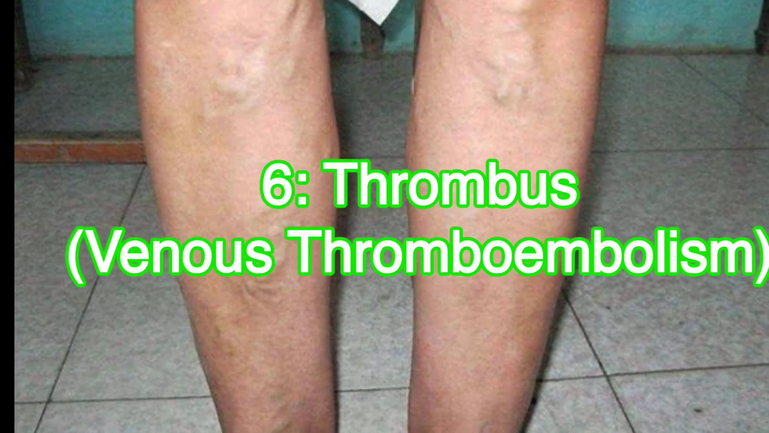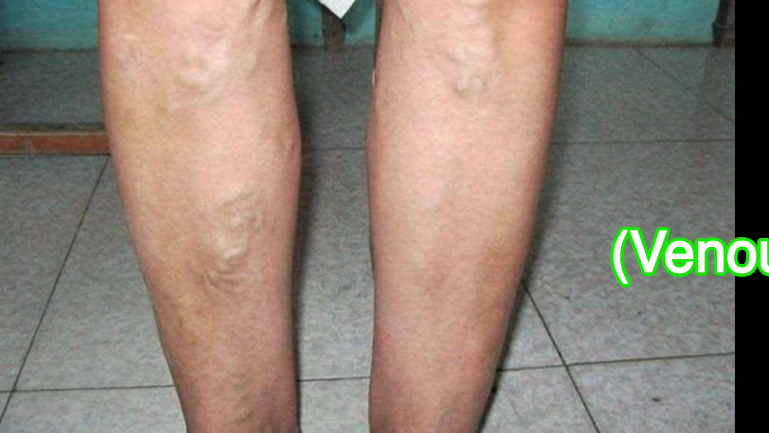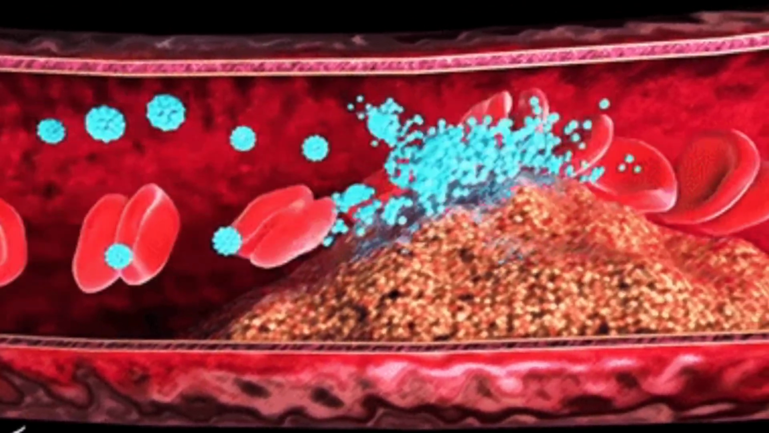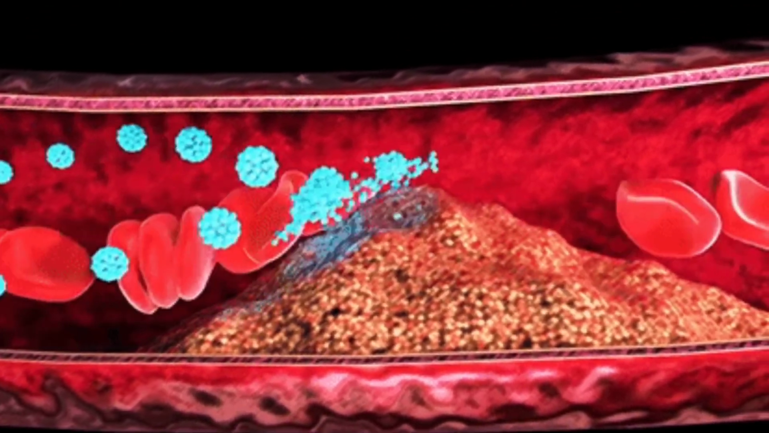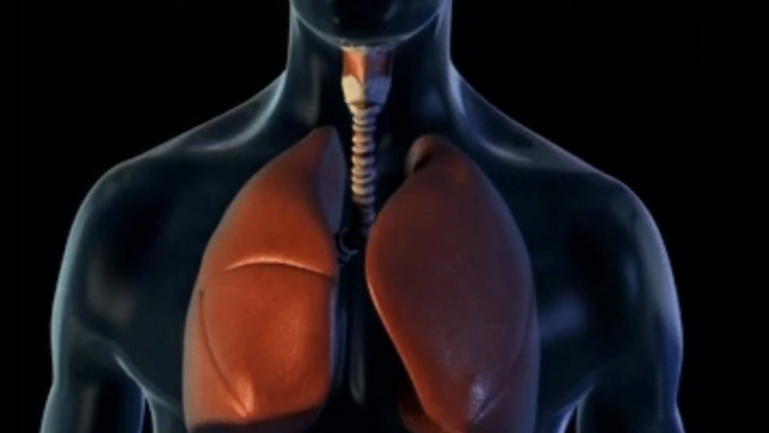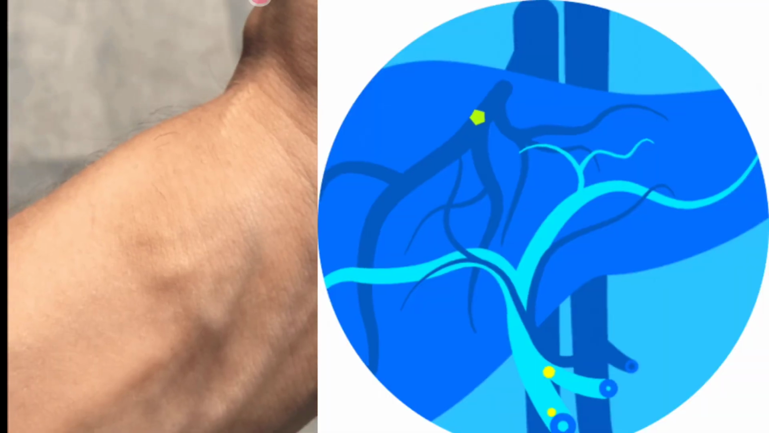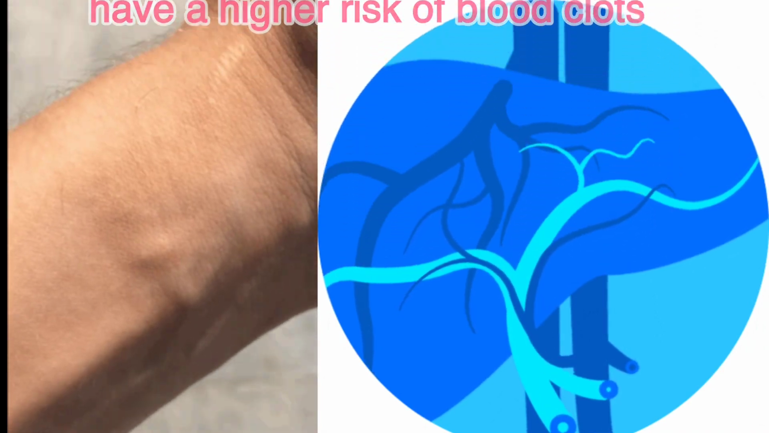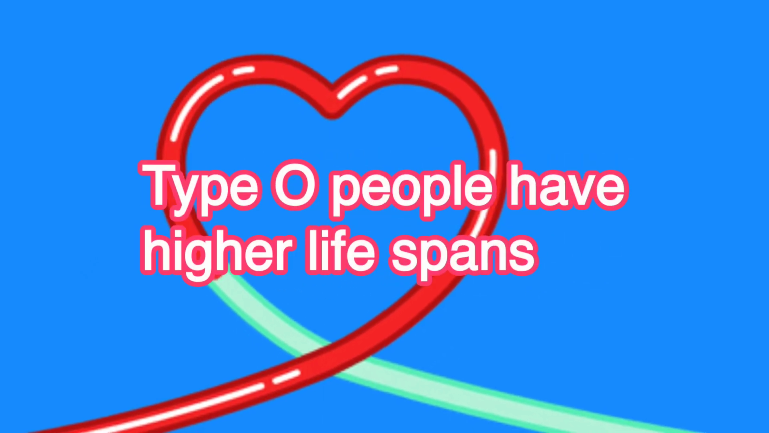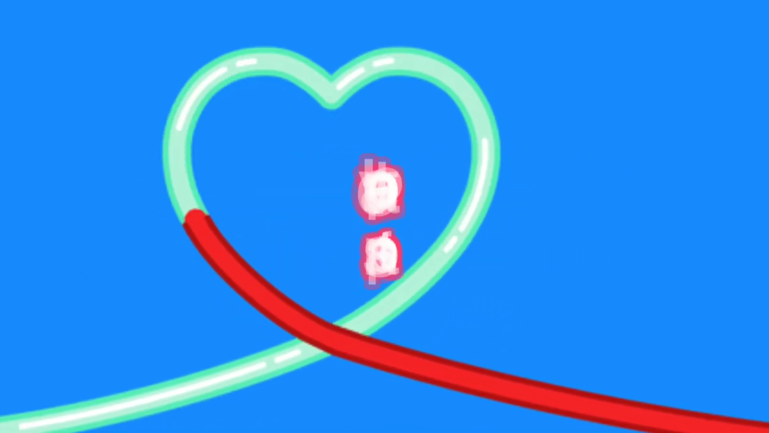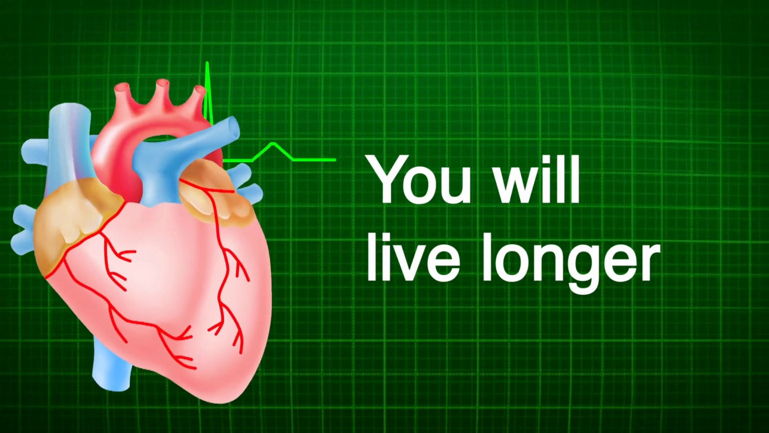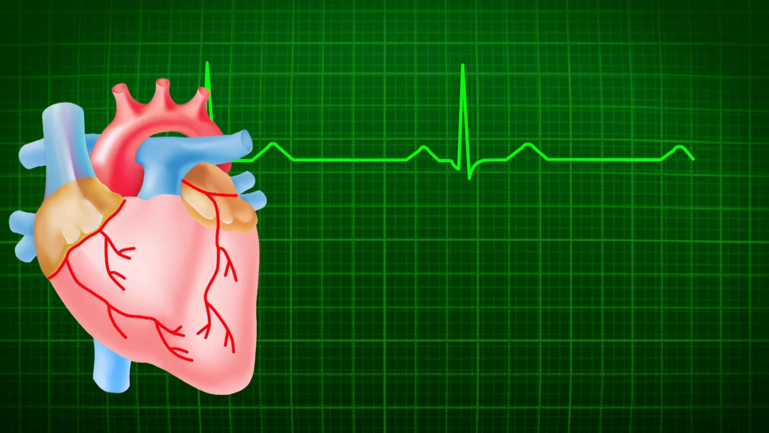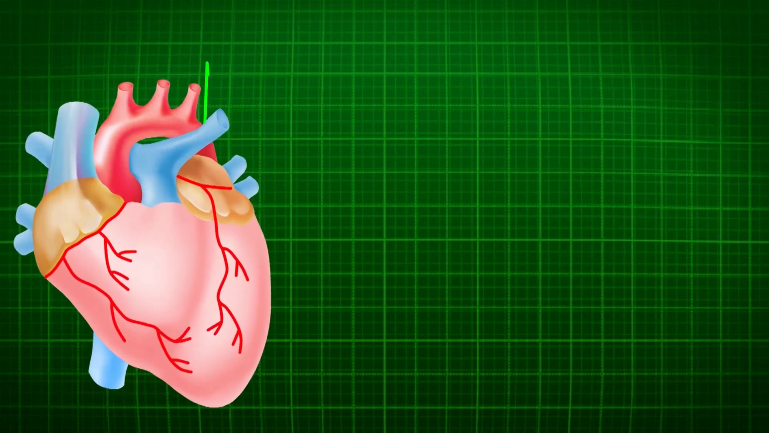Number 6. Venous thromboembolism. Venous thromboembolism refers to blood clotting in deep veins, just like thromboembolism in the legs. These blood clots can sometimes move to your lungs. Studies have shown that people with type A, B, or AB blood have a higher risk of VTE. In general, if you have blood type O, you have a better chance of a longer lifespan. Experts believe that your reduced risk of heart and cardiovascular disease may be one of the reasons.